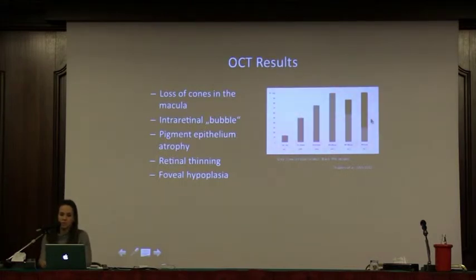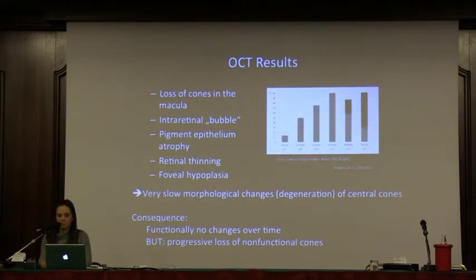So what we can conclude is that there is a very slow morphological change of the central cones, which means that it is a very slow but progressive disease. We have a loss of these non-functional cones. However, the function remains the same over time because it was absent from the very beginning.